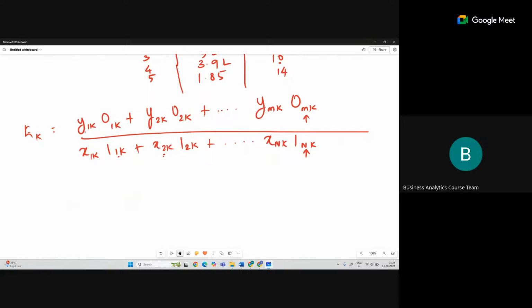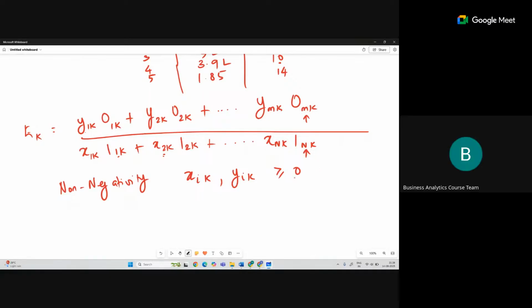Okay, so now we are solving an optimization problem. Each DMU tries to maximize its own efficiency by adjusting the weights associated with output and input. The only constraint we had was no DMU can have efficiency greater than 1. That's the only constraint. And what about the non-negativity constraint? The weights can't be negative. So XIK, YIK, they can't be negative, but they can be 0.